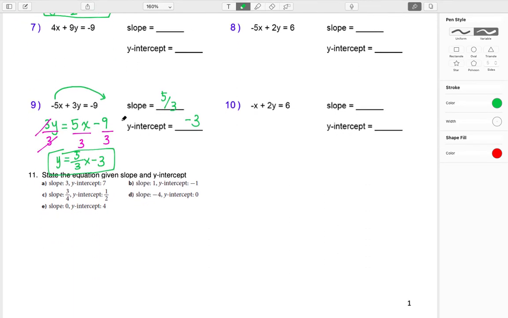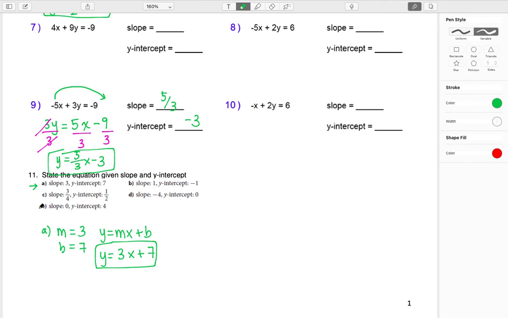Now, what if I were to give you the slope and y-intercept and you have to write an equation? For example A, the slope is 3 and my y-intercept is 7. So we're going to plug it into y is equal to mx plus b. So y is equal to 3x plus 7, and that's my equation.